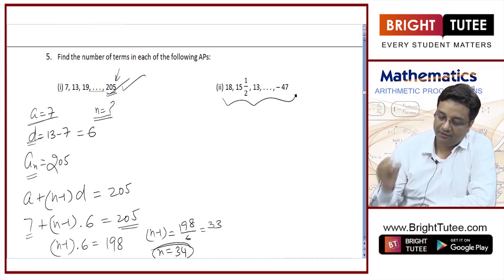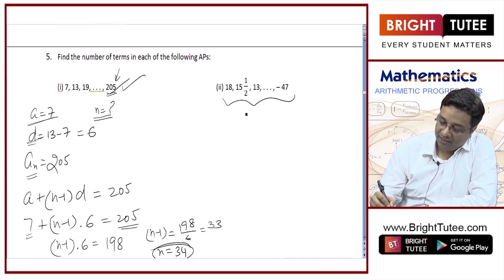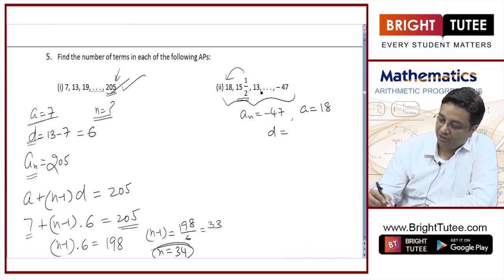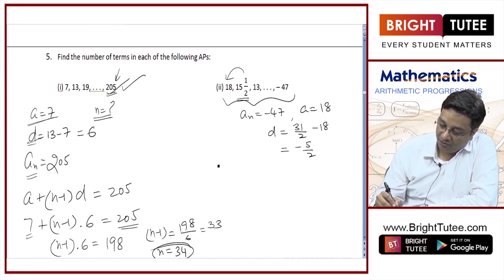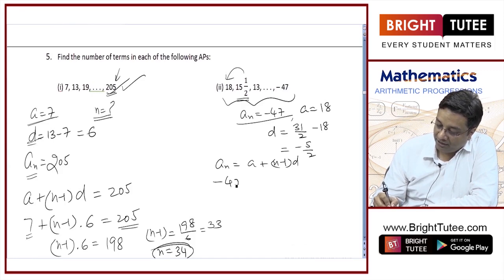Similar is the question, second part. Nth term is again given. So an is equal to minus 47, a is equal to 18, and what is the common difference? This term is equal to 31 by 2 minus 18. Okay. So 31 minus 36 is minus 5 by 2. Common difference is minus 5 by 2. Now you just need to plug in values here. An is a plus n minus 1 into d. What was an? Minus 47.